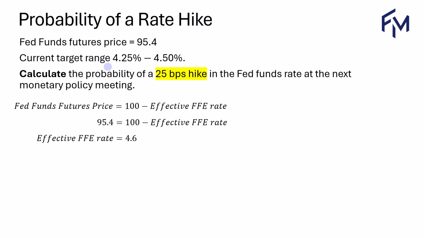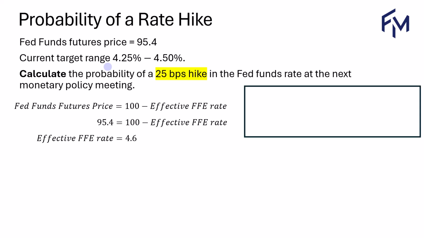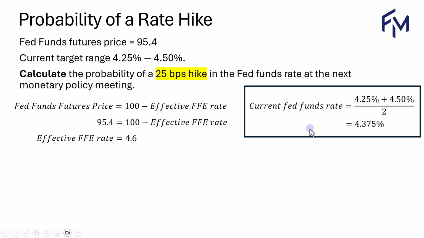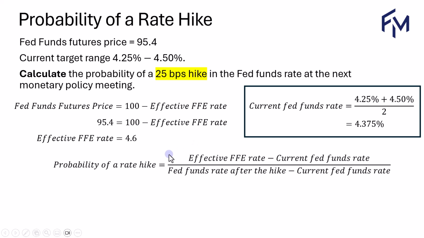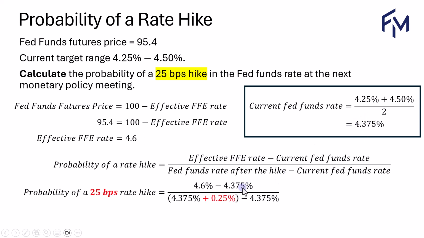Next, we'll calculate the current Fed funds rate, which is the midpoint of the current target range. So when you take 4.25% plus 4.5% over 2, that gives us 4.375%. Then, using the formula for the probability of a rate hike, which is based on a uniform distribution, we will substitute the numbers that we have obtained. So we have the effective Fed funds rate, 4.6%, minus the current Fed funds rate, which is 4.375%.